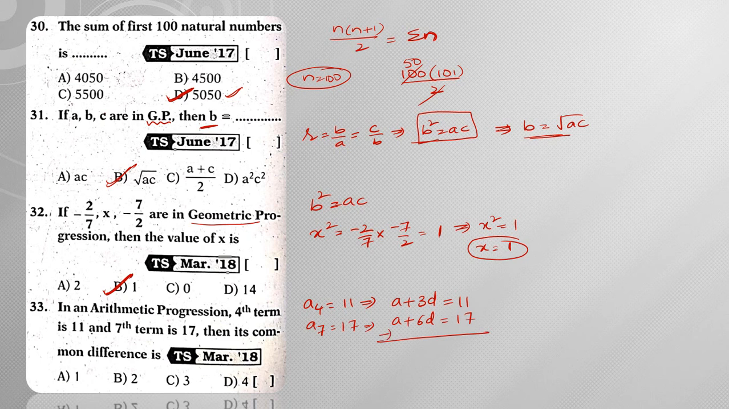Next, since I need the common difference, I need to subtract. Then what am I going to get? Minus 3 times d is equal to minus 6. So from this d is equal to 6 by 3, which is nothing but 2. Hence the common difference is 2 here.